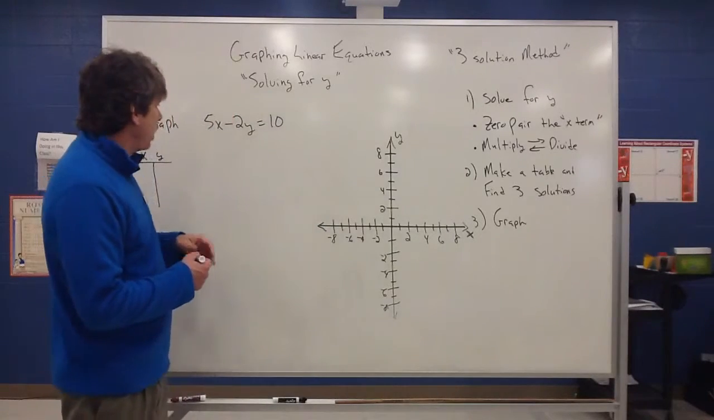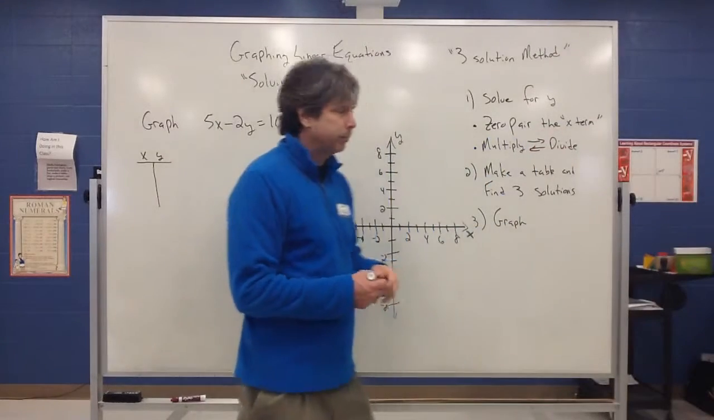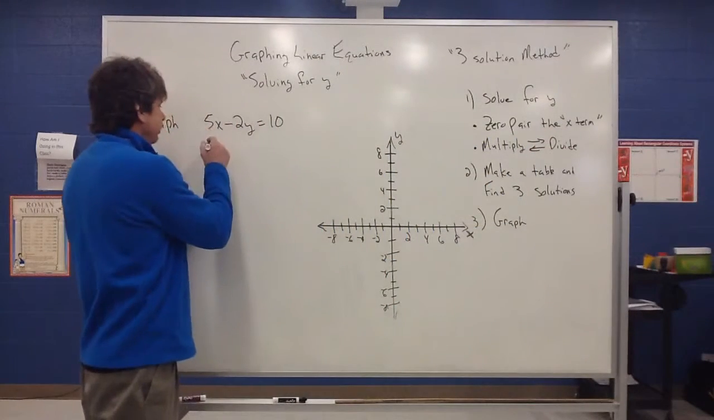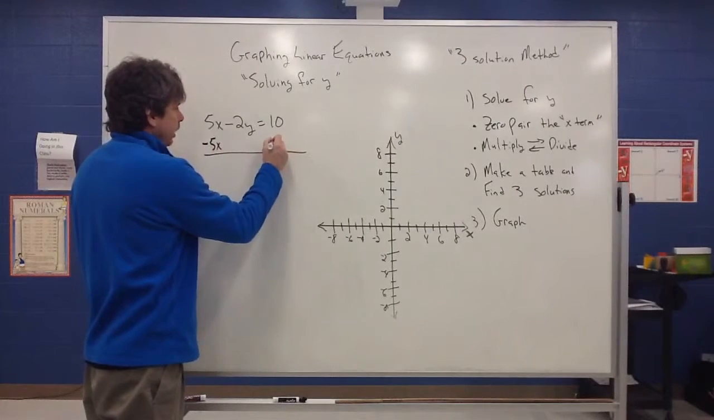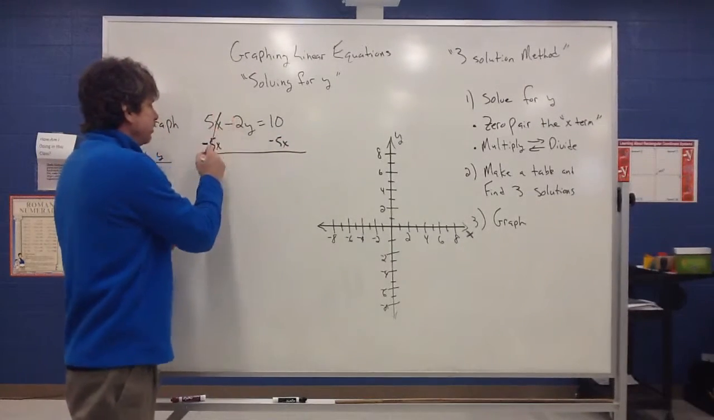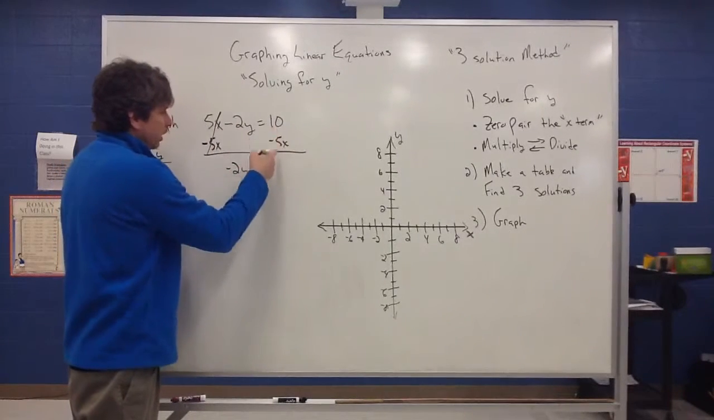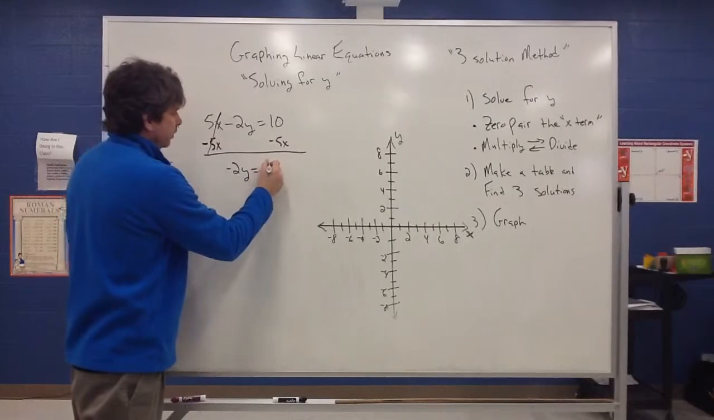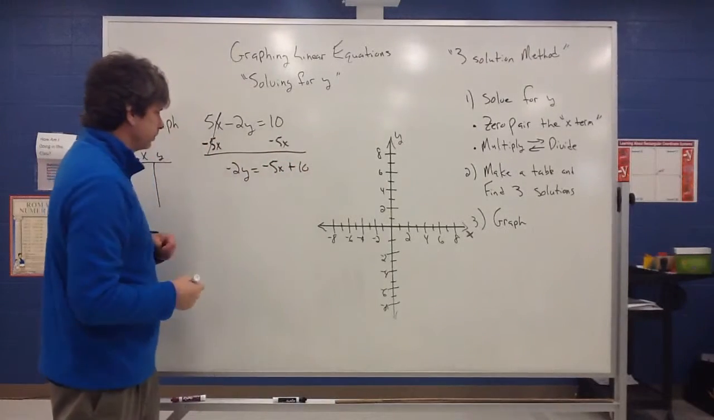So solving for y, our first thing is to zero pair that x term. Since I see a 5x there, that's telling me to use a negative 5x to zero that out, but I also have to put a negative 5x on the other side. So the 5x and negative 5x will zero out. I have a negative 2y that comes down, and I now have a negative 5x and a 10 on that side of the equation.